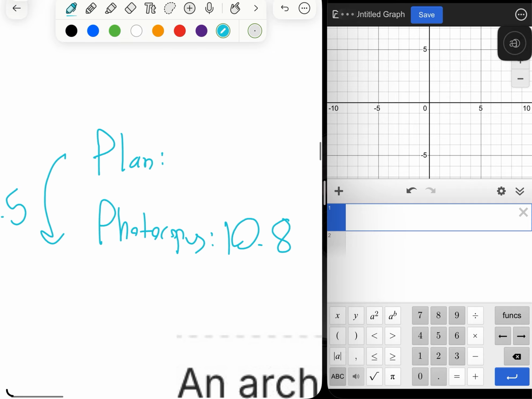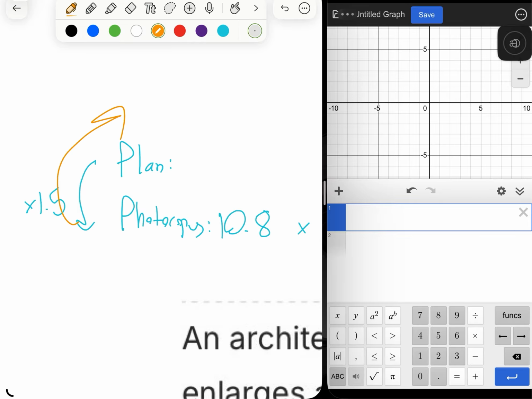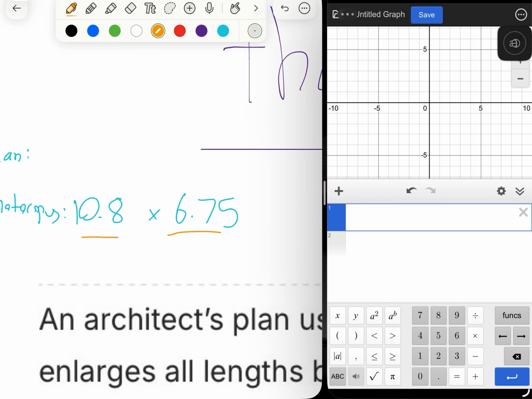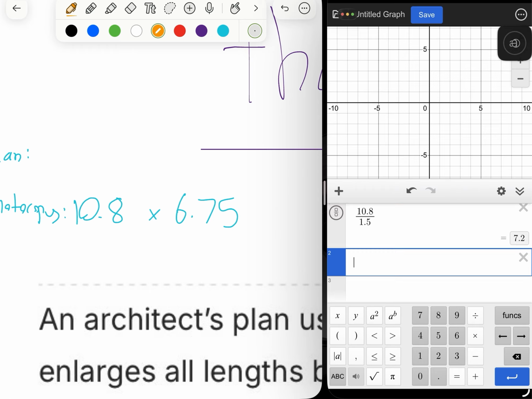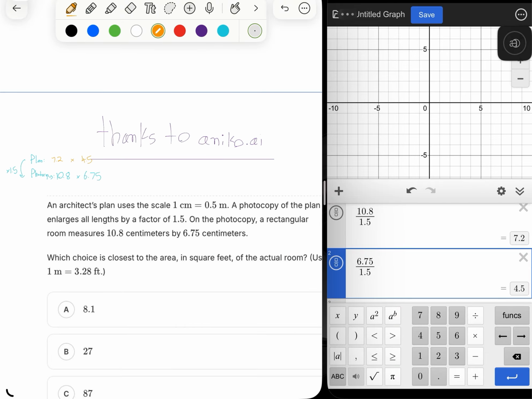So if we want to find out the dimensions for the plan itself, well then if you want to work backwards, you have to divide by 1.5. So with that logic, you can do each of these divided by 1.5. And then you get those two values, so you get 7.2 times 4.5. So those are the dimensions of the original plan.